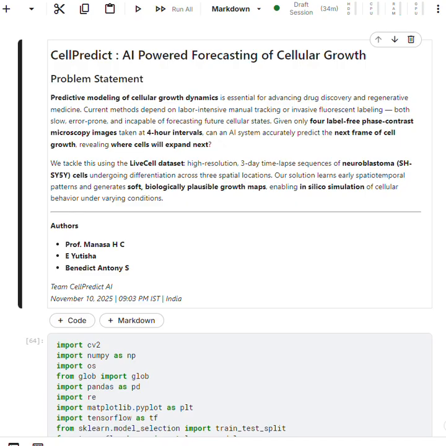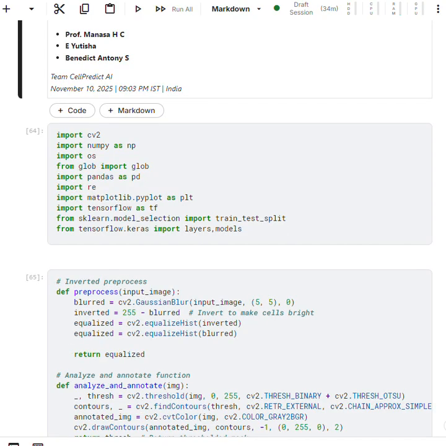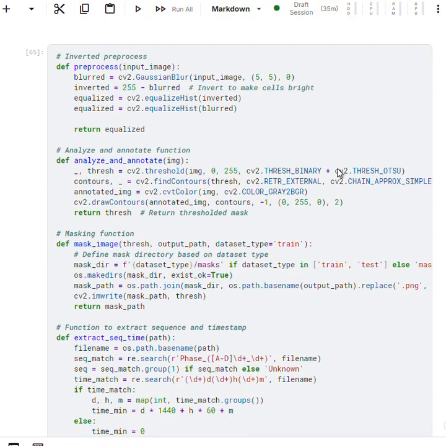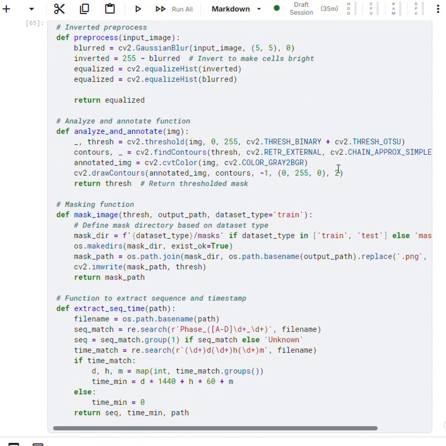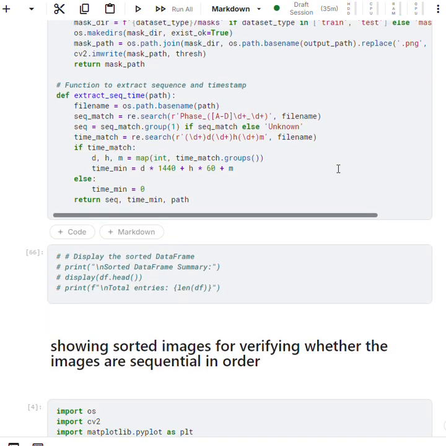It contains a LiveCell dataset, namely neuroblastoma cells, that hold sequential images depicting growth of each cell. These are the necessary modules that are needed to be installed for deep learning architectures. And these are the functions required to pre-process the image from a normal state to a grayscale state.